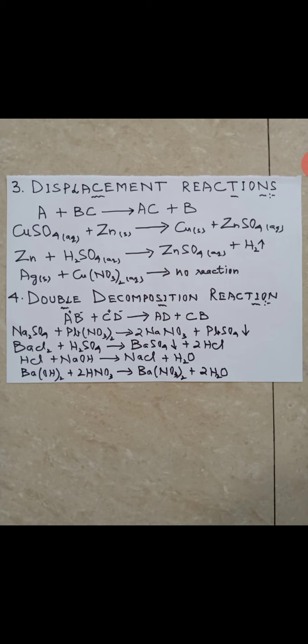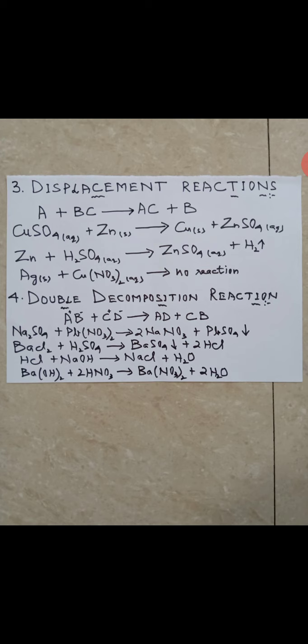Got it? So under double decomposition, as I said, two types of reactions are there: precipitation reaction and neutralization reaction. In the first two examples you can see a precipitate is being formed, downward arrow, hence it is called a precipitation reaction. And the next two which I have given you are neutralization reactions. So what is actually neutralization? When an acid reacts with a base to form salt and water, that is called a neutralization reaction.